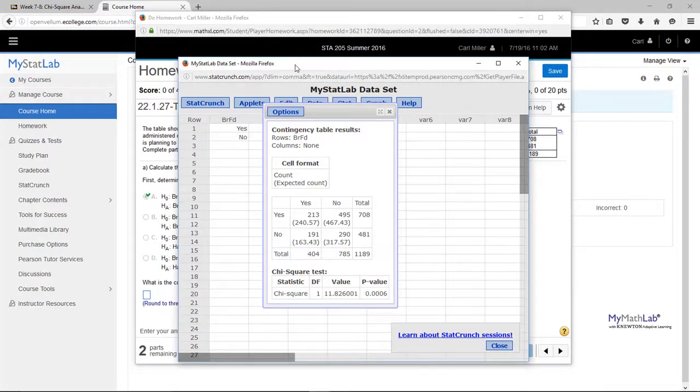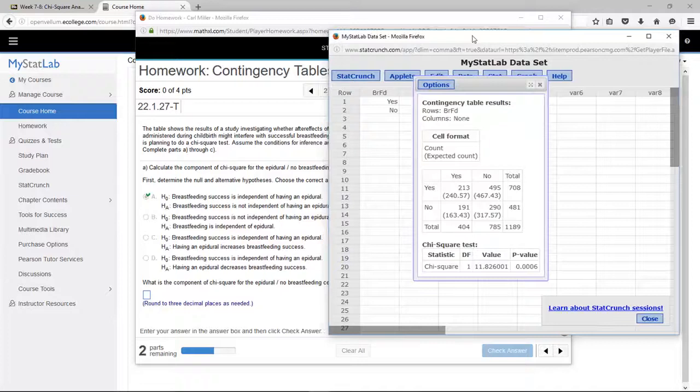Okay, so the expected cell count for the epidural yes, breastfeeding no, is 163.43. Now they wanted you to give it to 3 decimal places, so that's probably not going to be right, so you're probably going to have to pull out your calculator and actually do that. To get the chi-square, I think what they do in the next question is actually tell you it's like 11.826 or 11.83, and they want you to come up with the p-value. So you could do this as one option. If they said 11.83 with 1 degree of freedom, I wanted you to get the p-value.